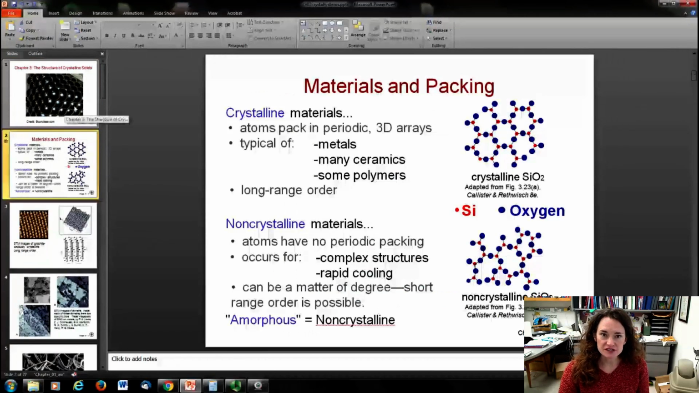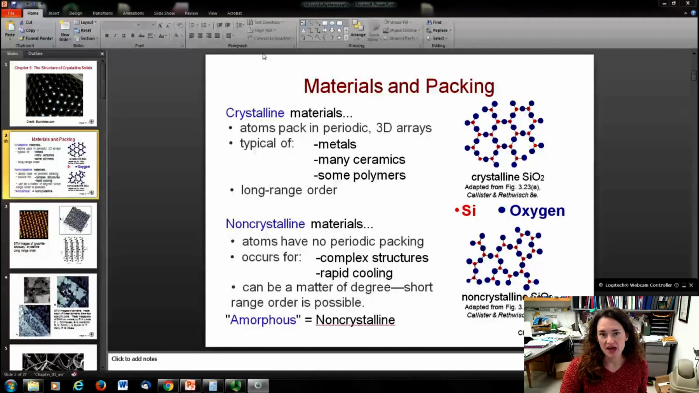So to first define a little bit, crystalline materials, which is what we're going to be studying in this chapter, have atoms that pack in periodic three-dimensional arrays. And this is typical of metals and many ceramics and even some polymers. In them you see long-range order across large atomic distances.